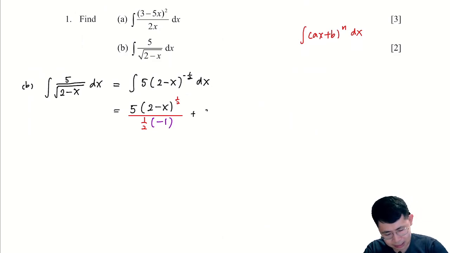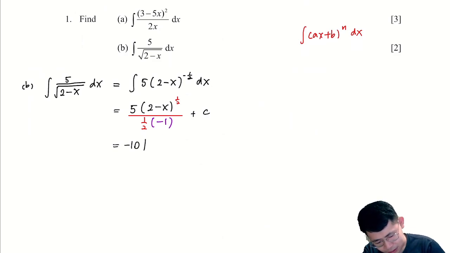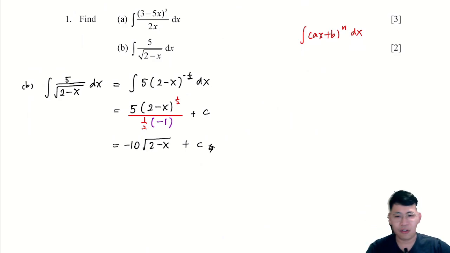Then plus c. Altogether, keep, change, flip. So this would become 10, and then negative 10 square root 2 minus x, plus c. So this is tidied up nicely for part B.